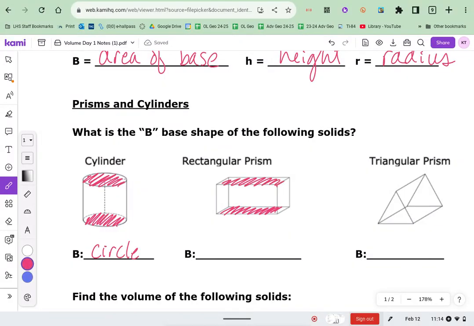Remember, your bases just have to be parallel to each other. So I picked the bottom. You could have picked the sides because the sides are also parallel to each other, or the front and the back.